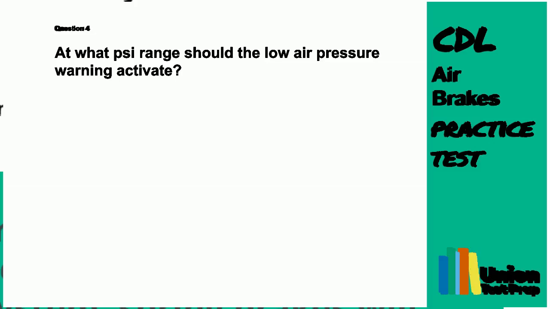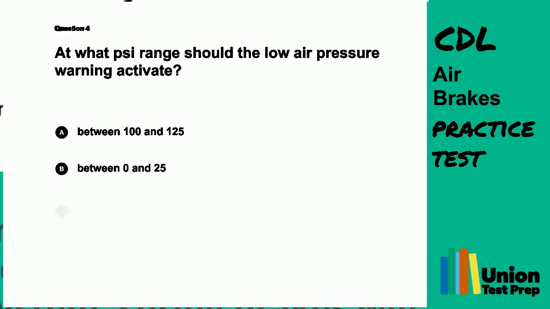Question 4. At what psi range should the low air pressure warning activate? A. Between 100 and 125. B. Between 0 and 25. C. Between 20 and 40. D. Between 60 and 85.